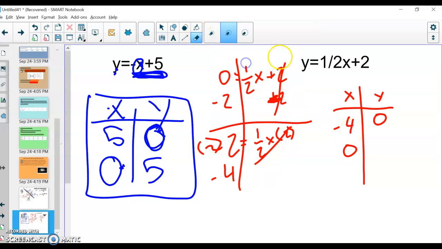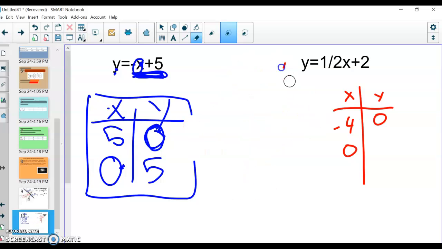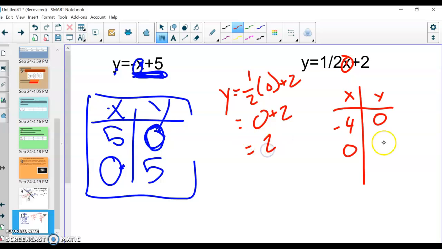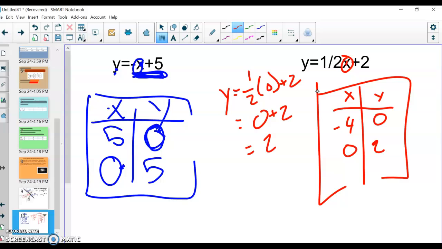Do the other one. Make x 0 this time. So now I have y equals 1/2 times 0 plus 2. 1/2 times 0 is 0. Plus 2 makes 2. So my y is 2. And I'm done. Guys, that's using intercepts. That's solving functions using intercepts.